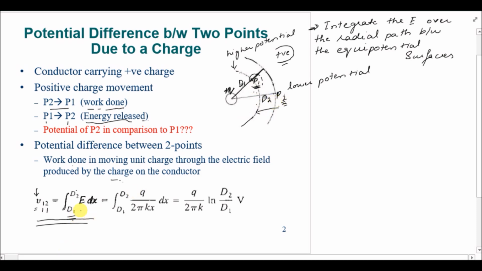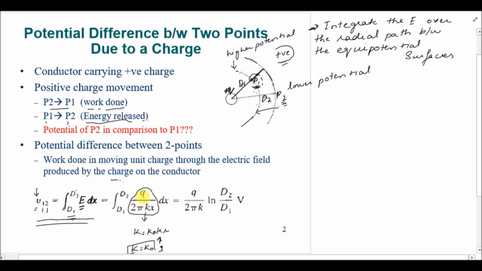So when I am calculating this, we know that this E value is q over 2 pi kx, where k is the permittivity value and k is equal to k naught into kr, and usually kr is taken as 1, so k is equal to k naught. So it can be replaced with k naught. Relative permittivity can be taken as 1.